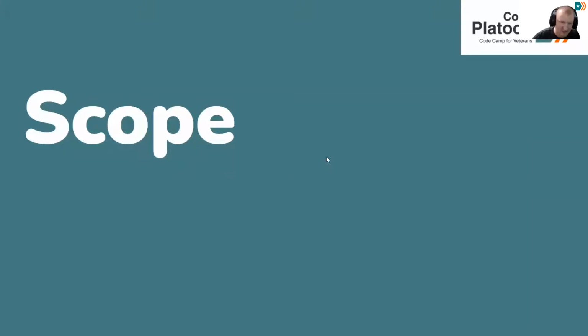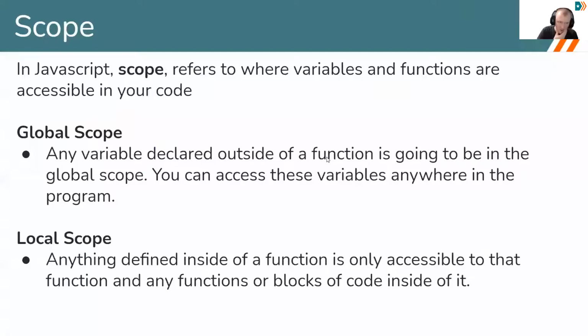So yeah, today we're talking about scope, and let me just go through global and local scope real quick since I wasn't recording. Any variable declared outside of a function is going to be in our global scope, the most outer scope. We call this global scope. You can access these variables anywhere in the program.